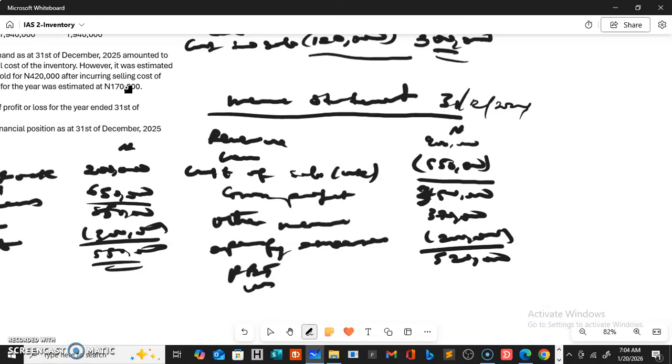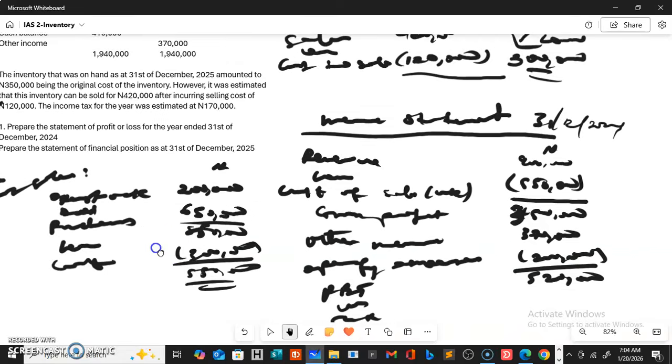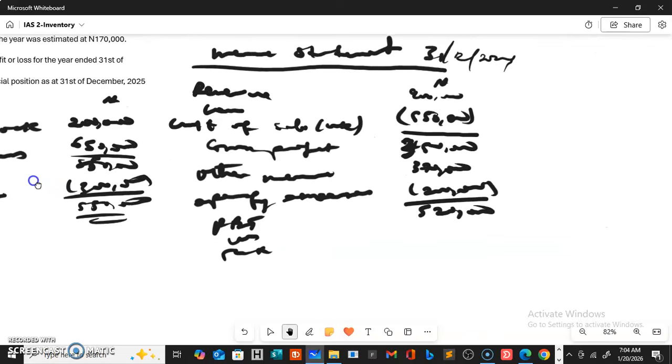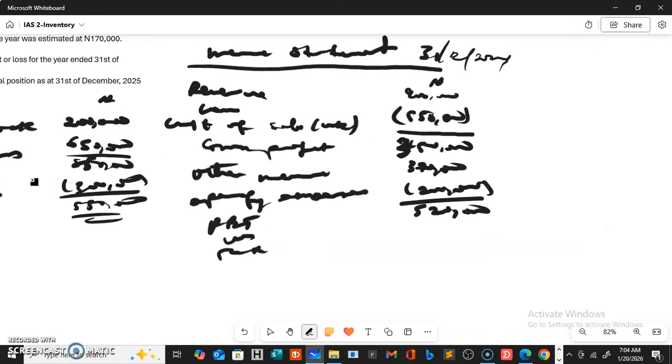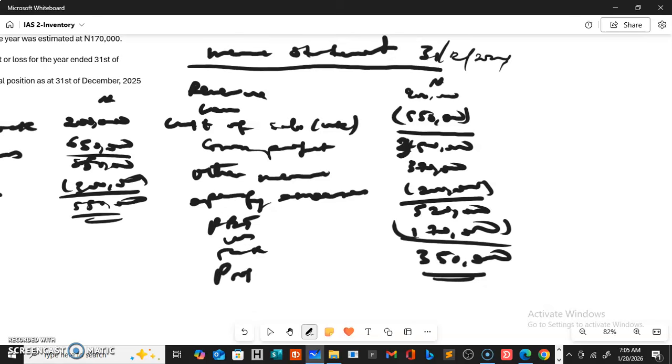So we now less tax. In the question, we're given that tax is 170,000. So we less tax, 170,000, and we are left with a balance of 350,000. So we have our profit after tax. This is how we're going to prepare our income statement.